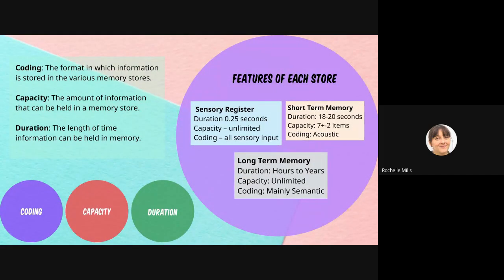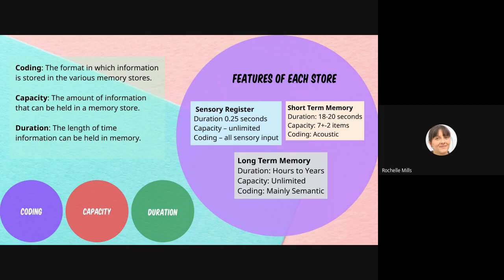So the sensory register has a duration of 0.25 seconds, its capacity is unlimited, and the coding is all sensory input. With regards to the type of coding, you might have some additional information in your notes. So visual information is coded visually. There's two main stores. So we've got iconic memory, which is the visual information, and echoic memory, which is to do with sounds. So you might have that information in your notes, and if you do, you can include that. So within the sensory register, we have the iconic and echoic stores, and then we have other sensory stores.